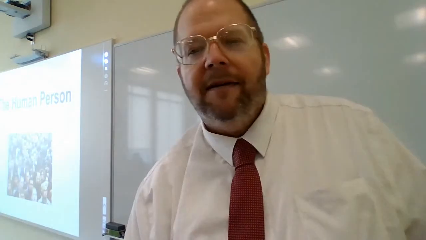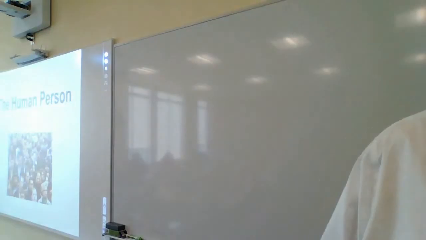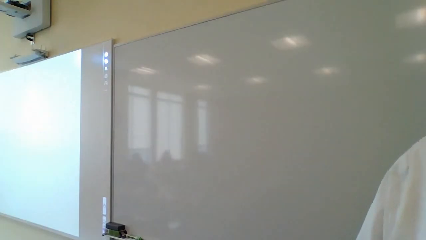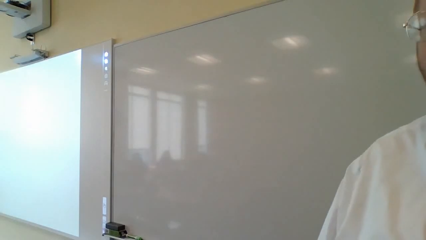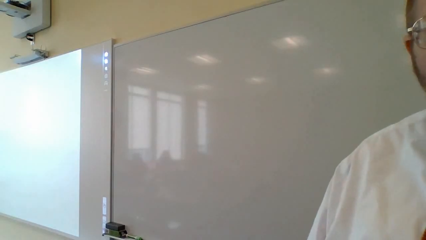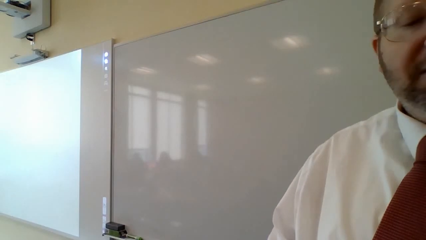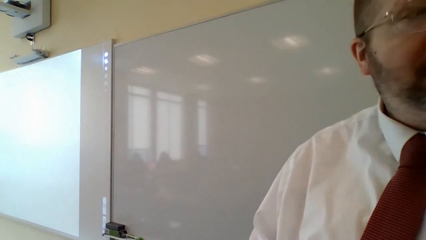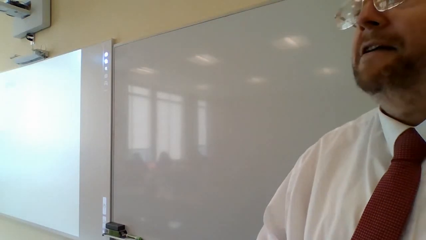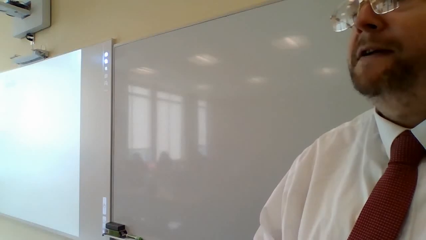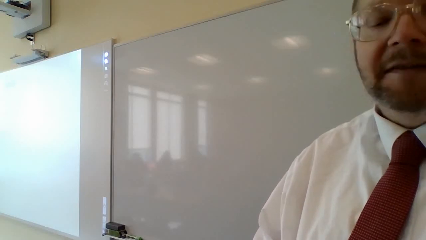We'll start out first with what science says the human person is. A human person, it's a multifaceted definition. First of all, a human person is bipedal, which means that he or she walks on 2 feet. Pedis is Latin for foot.